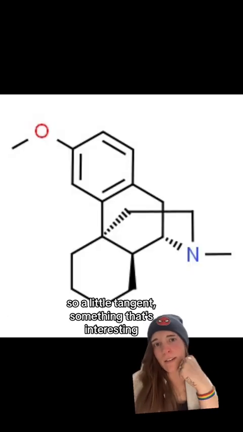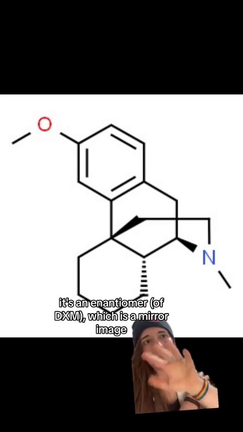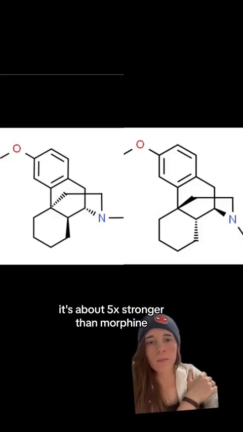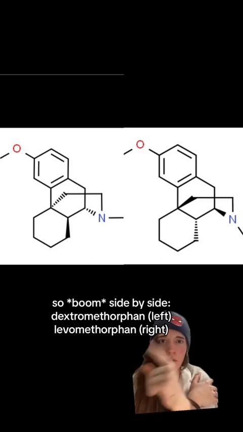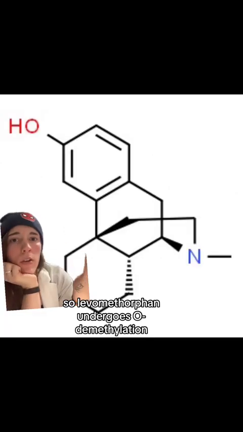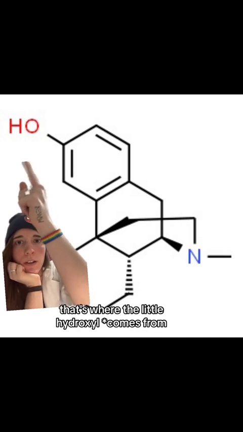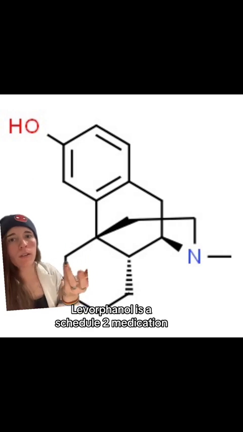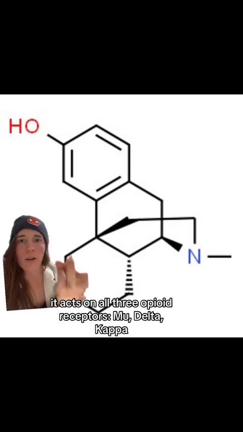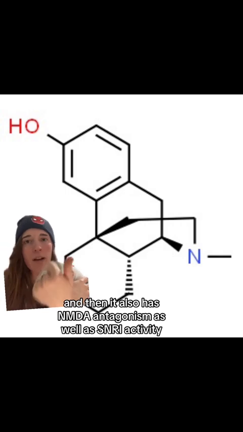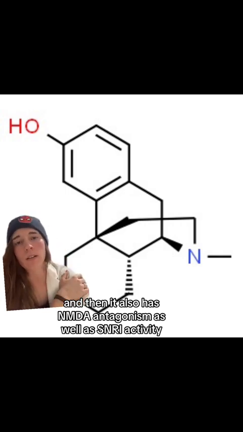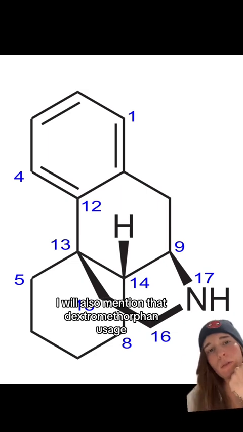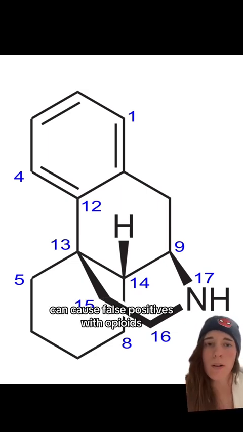So a little tangent, something that's interesting. Again, this is dextromethorphan. Boom, this is levomethorphan, which is an opioid. It's an enantiomer, which is a mirror image. It's about 5 times stronger than morphine. So boom, side by side, dextromethorphan, levomethorphan. Levomethorphan undergoes O-demethylation, that's where the little hydroxyl is, into levorphanol, which is 8 times as potent as morphine. Levorphanol is a Schedule II medication. It acts on all 3 opioid receptors, mu, delta, kappa, and then it also has NMDA antagonism as well as SNRI activity. I will also mention that dextromethorphan usage can cause false positives with opioids.